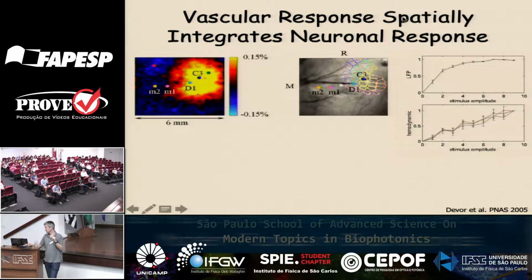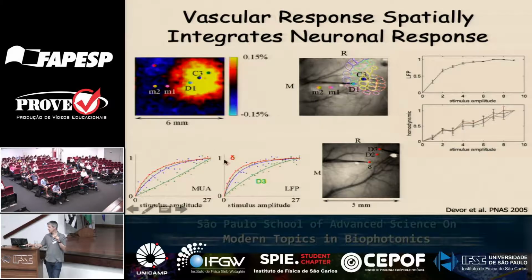And so we hypothesized that basically what's happening is the vascular response is spatially integrating the neural response from all of those barrels, right? We were just looking at the neural activity in a single barrel, so we had to measure the neural activity in the surrounding barrels. And when we did that, we saw that while that principal barrel was saturating, the surrounding barrels were still showing linear increases in their neural activity, right? So this confirmed that the vascular response is not measuring the neural response from a single barrel. It's actually spatially integrating the neural activity from many of those barrels, right?